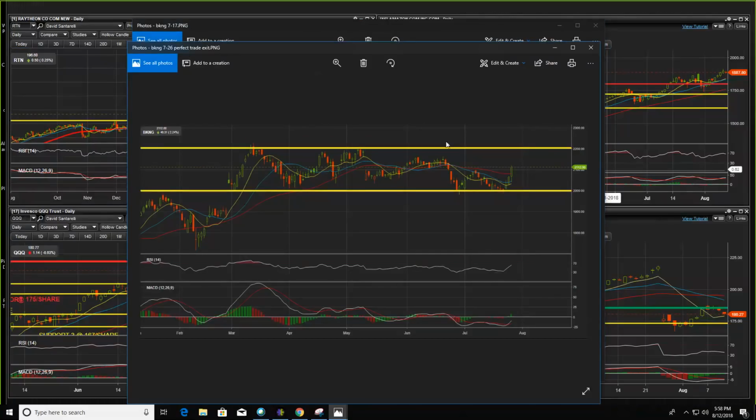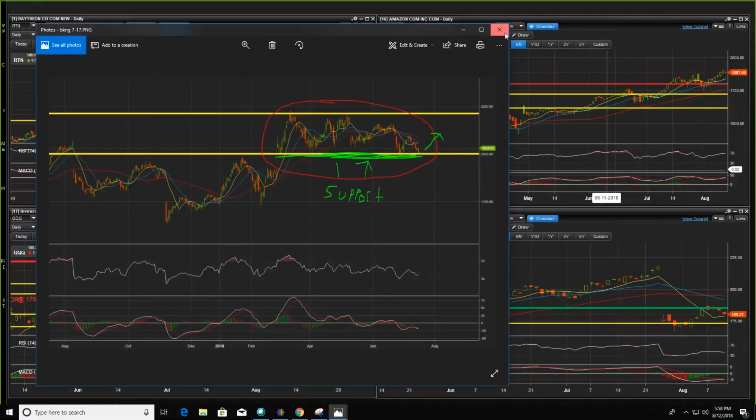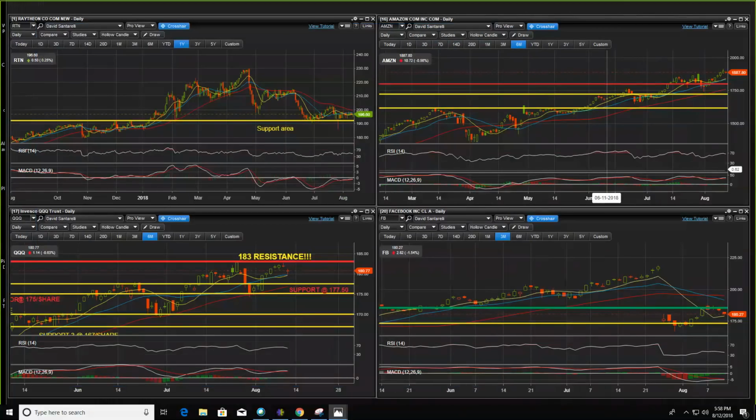So here's just one type of pattern that I like to trade out of the three. Like I said, we have the hook pattern, the momentum breakout, and the range bound. Now let's take a look at a few other ones here.